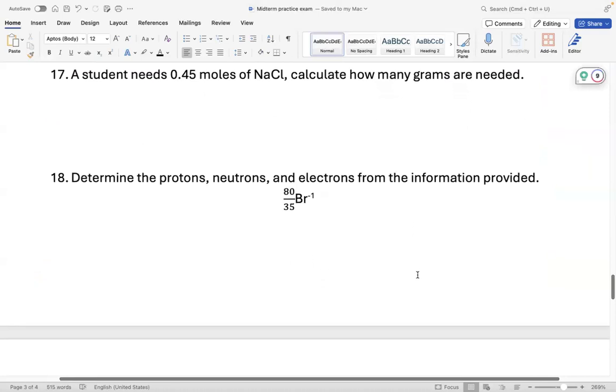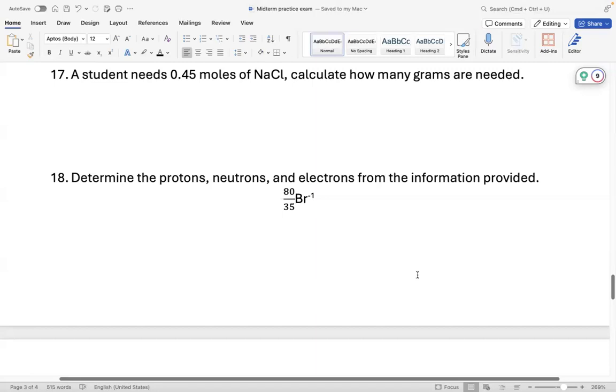All right, 17. A student needs 4.5 moles of sodium chloride. Calculate how many grams are needed. Great. So we've already used our knowledge. We know that the relationship between grams and moles is to use the molar mass. I think it gets in scrambled order for you, so I don't know if you'll see this problem before or after you hit those stoichiometry problems, but this is a problem on the exam.